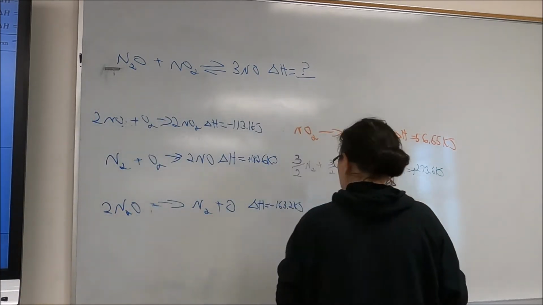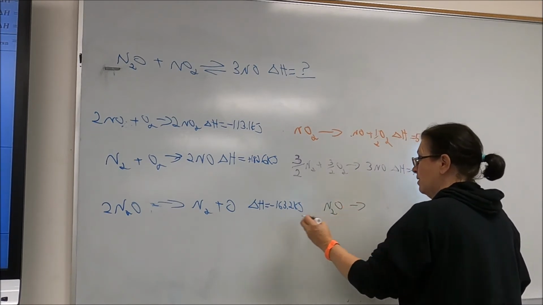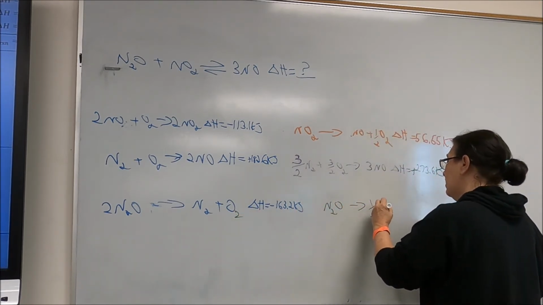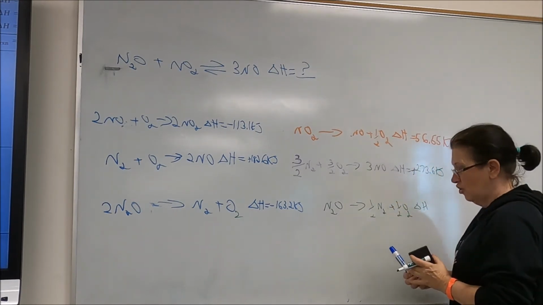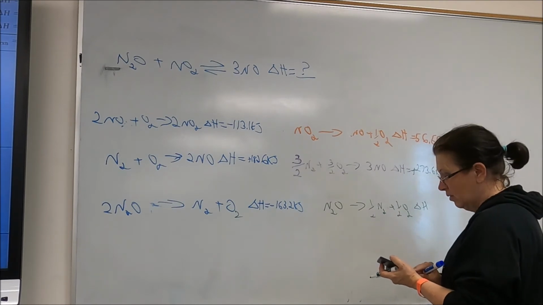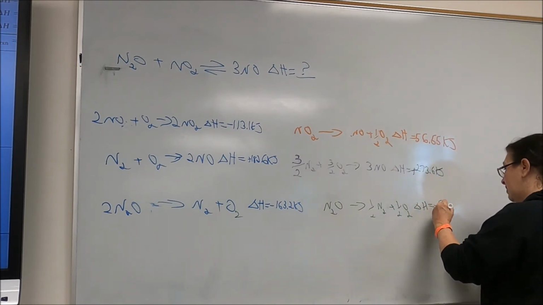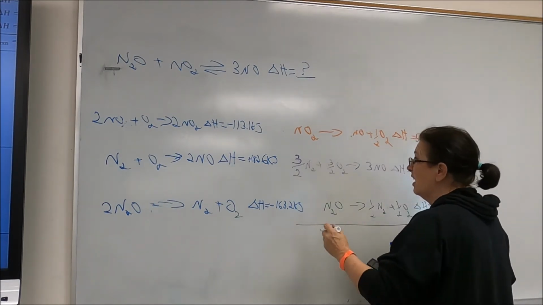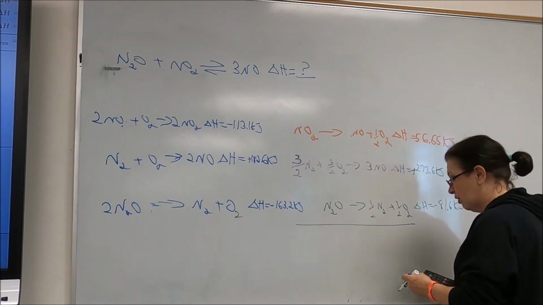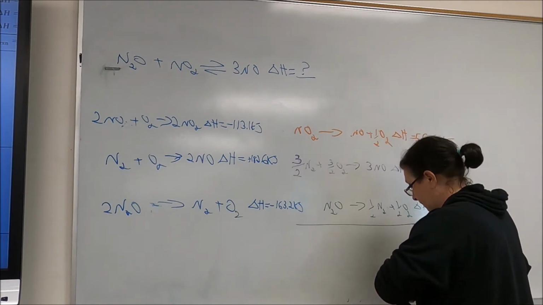So if I divide it by 2, I get NO2 going to 1/2 an N2 plus 1/2 an O2, and the delta H would be 163.2, and make that negative, divide it by 2, I get minus 81.6 kilojoules. Now, if we have everything set up correctly, when I add this together, stuff's gonna start canceling out. So let's see if it works for me.